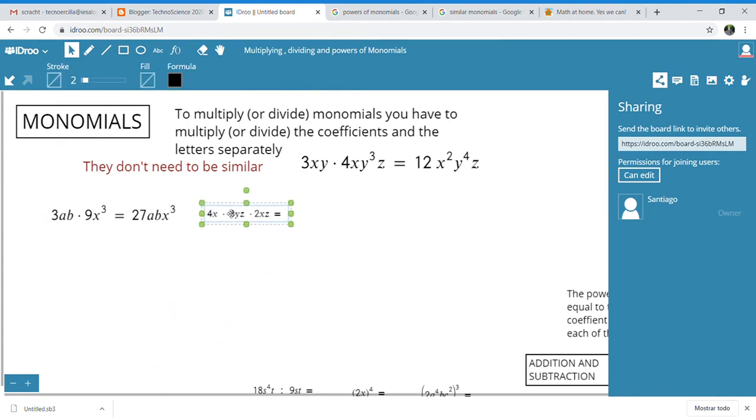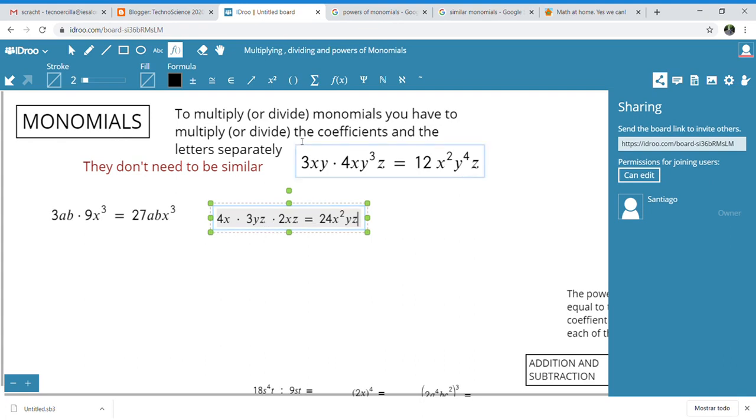Another example. Imagine you want to multiply 4x times 3yz times 2xz. So how do we do it? We multiply first the coefficients. 4 times 3, 12 times 2, 24. x, how many x do we have? 1 and 2. So it is x to the power of 2. Right. Now, y and z. y is to the power of 1 and z is 1 and 2, so it's to the power of 2. And that's it.